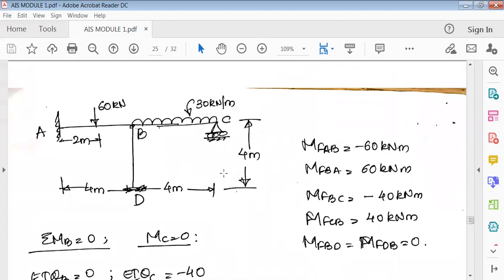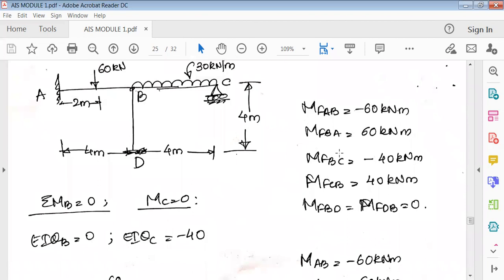Then, once you find the fixed end moments, find the slope deflection equations. So the slope deflection equations are MAB, BA, BC, CB, BD, DB. Same like before, everything same like before. And see here, the I value is not given. That means it is understood that I is common throughout.